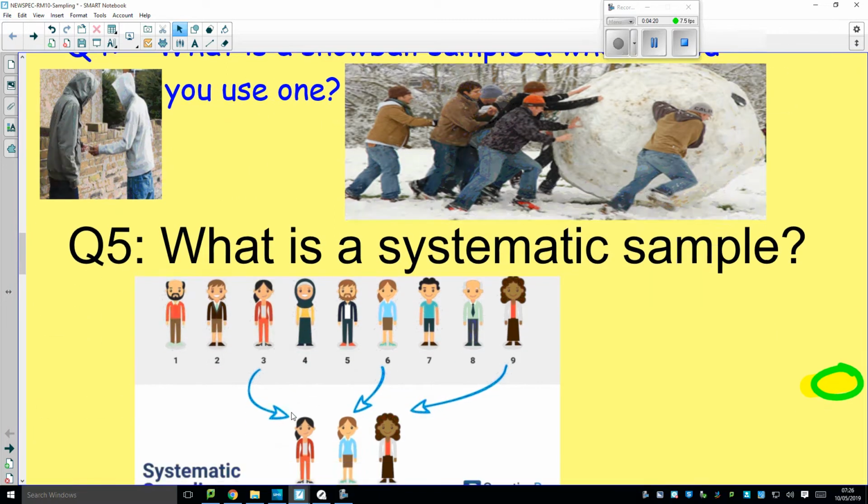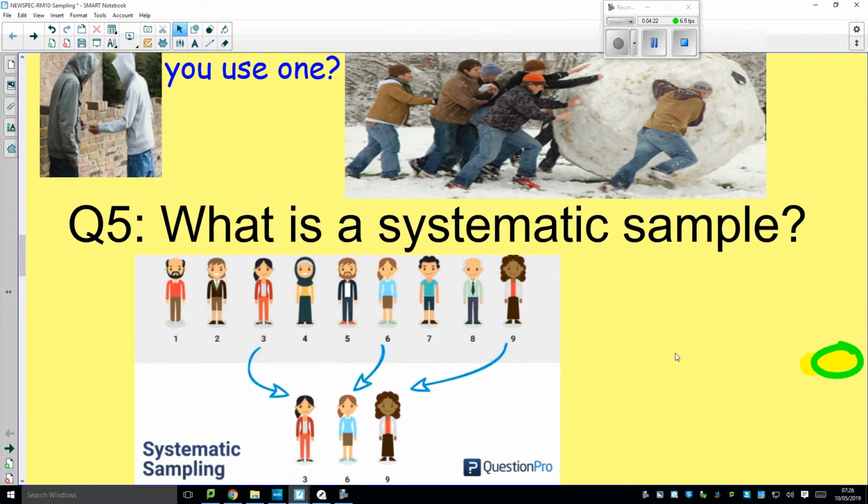Or you might decide, simple one, is a systematic sample. You get a big list of names, everyone gets a number. I'm going to study every 3rd person. It's called a systematic sample. You go through the list and you pick every 3rd or 5th or 10th or whatever it is. That's your systematic sample.